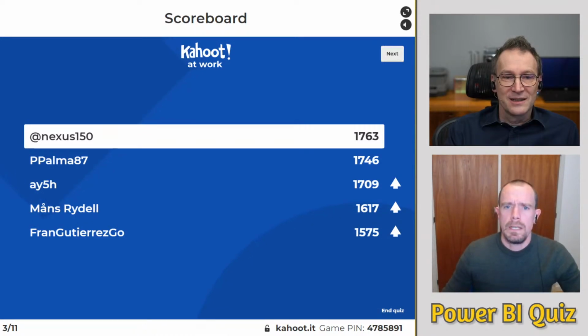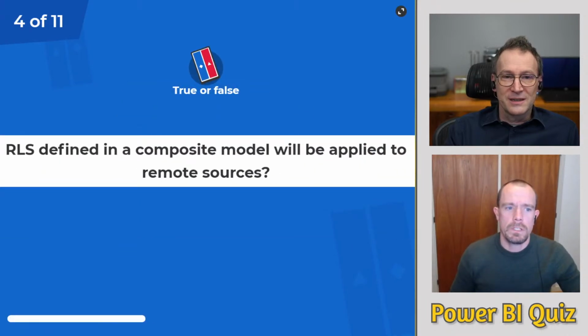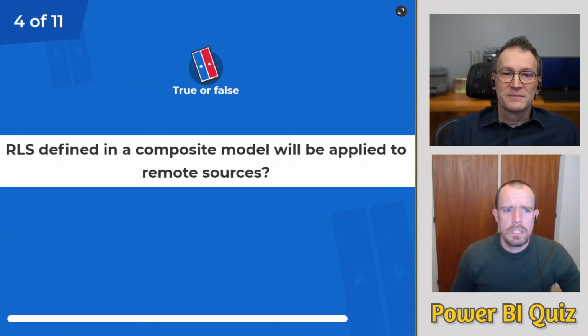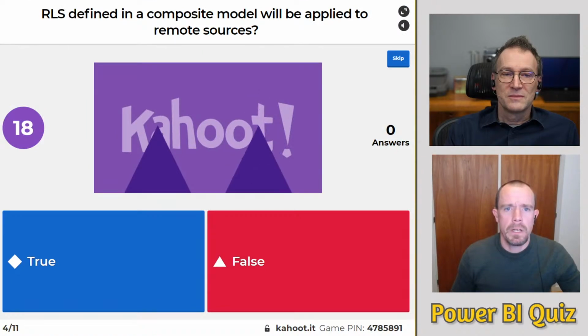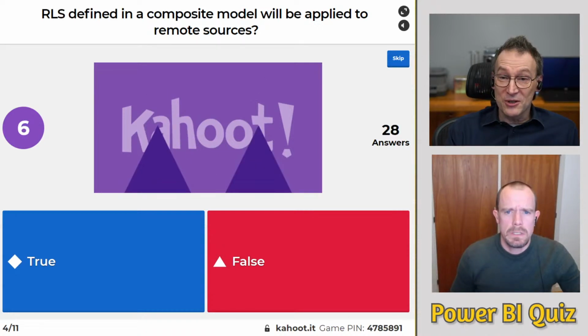So let's have the third question. Again, true or false? Row level security defined in a composite model will be applied to remote sources. Is that true or false? And you only have 20 seconds for this. Now the answers are coming a bit slower. That means people are thinking about it.